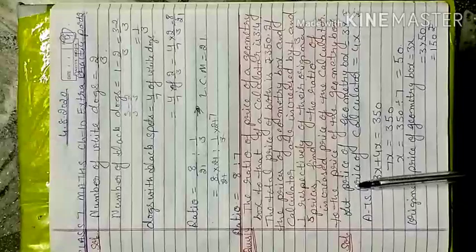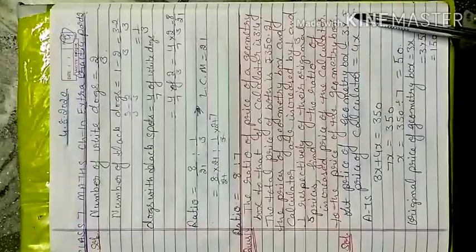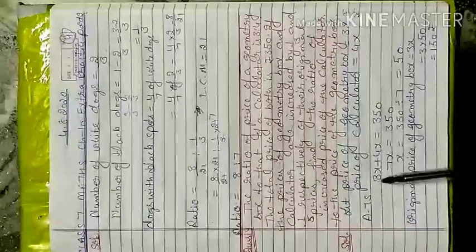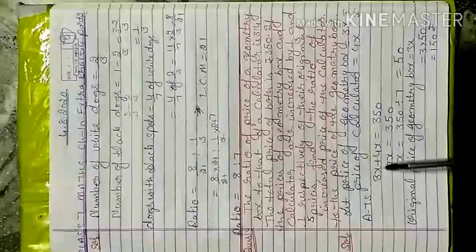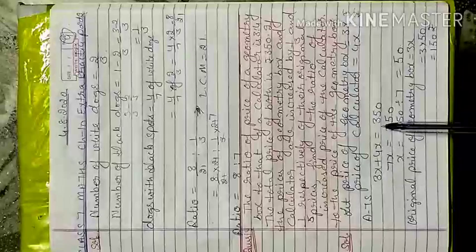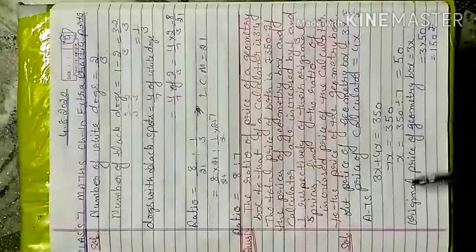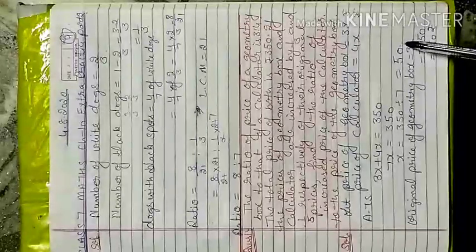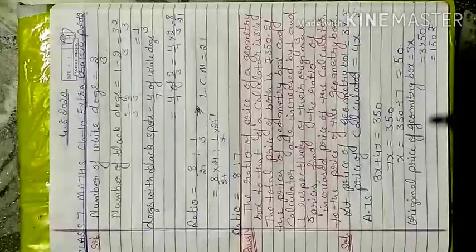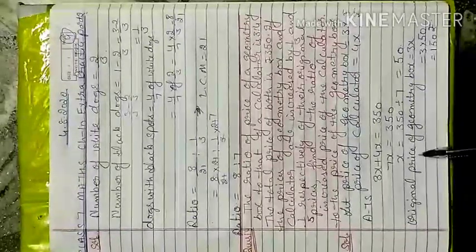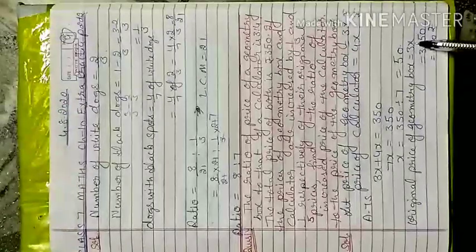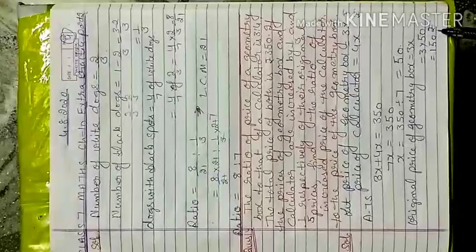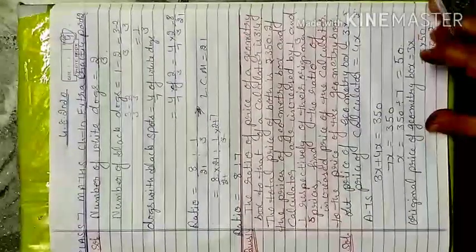In the first part, let the price of the geometry box be 3x and the price of the calculator, according to the ratio, be 4x. Then according to the statement, if you add 3x plus 4x, 7x is equal to 350, and the x value is 350 divided by 7, which gives me 50. That means the x value is 50. According to that, the original price of the geometry box is 3x. Now replace the x value 50, 3 into 50 is equal to 150 rupees.